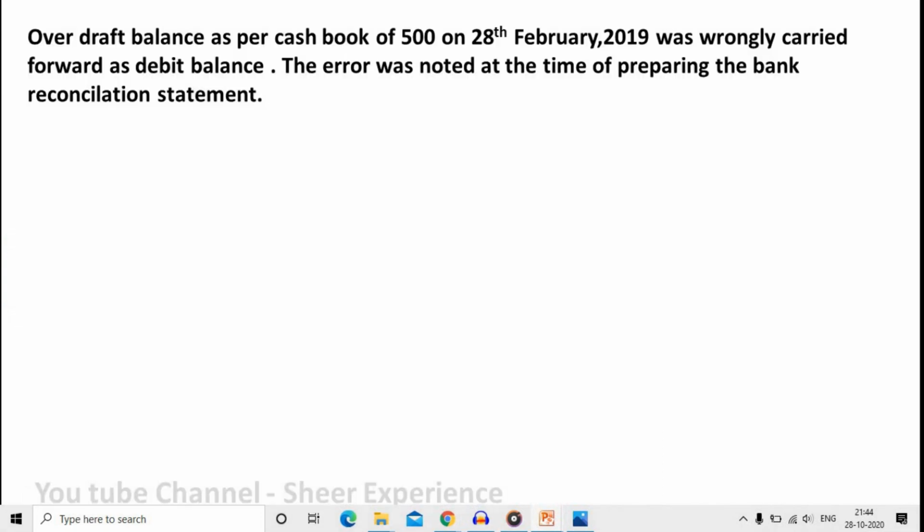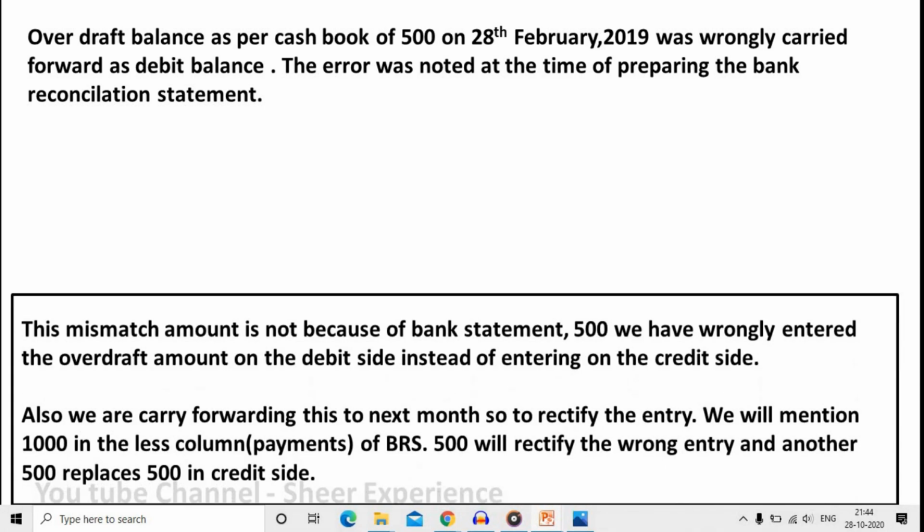Our last transaction is overdraft balance as per cash book of 500 on 28th February 2019 was wrongly carried forward as debit balance. The error was noted at the time of preparing the bank reconciliation statement as on 31st March 2019. This mismatch amount is not because of bank statement, but we have wrongly entered the overdraft amount in debit side instead of mentioning in the credit side. And also we have carried forward the same amount for the next month.